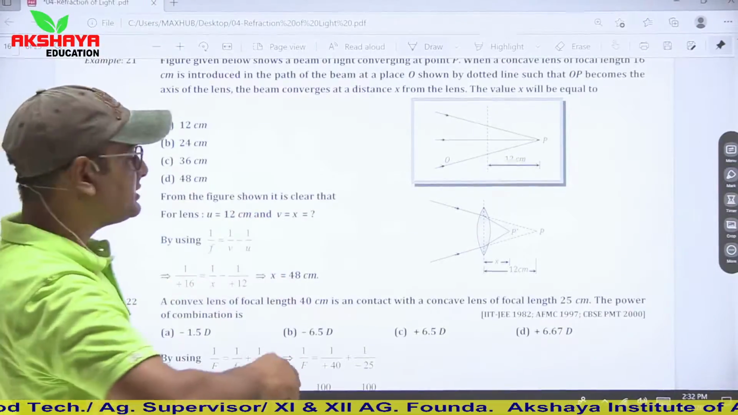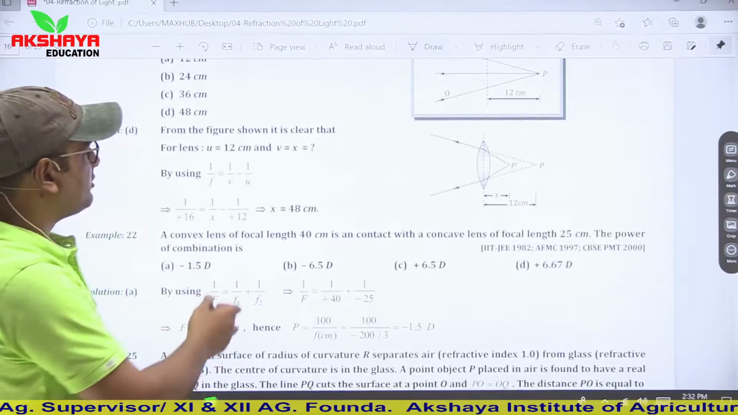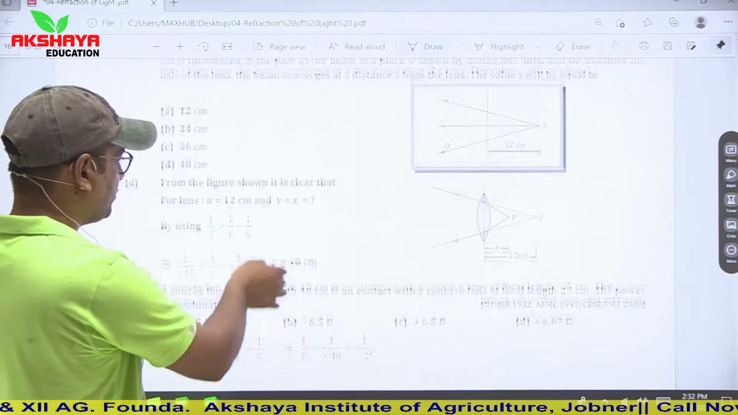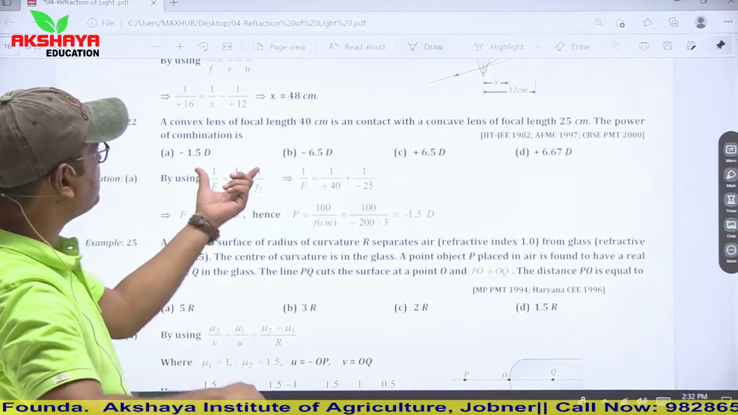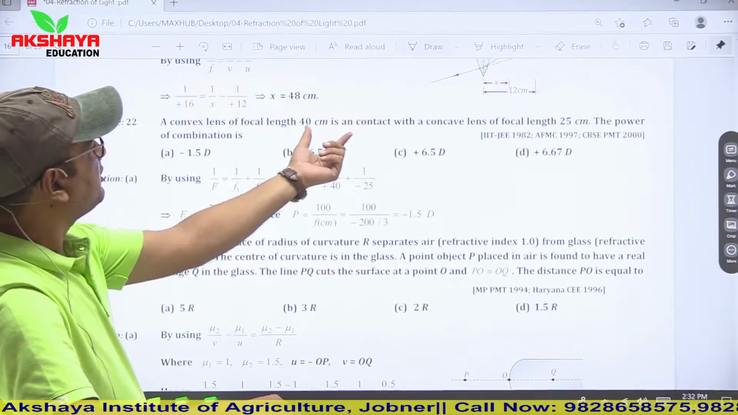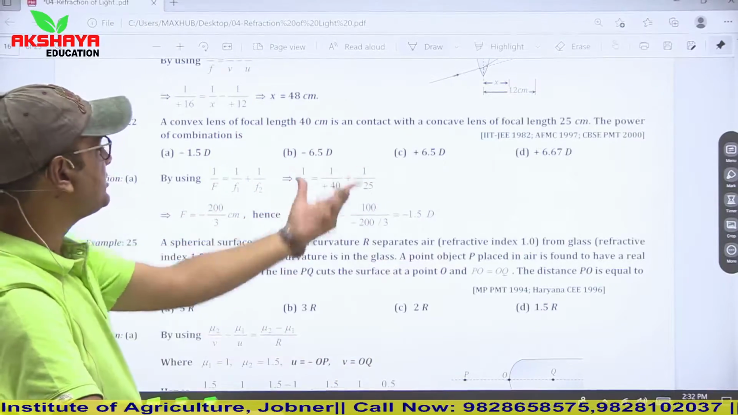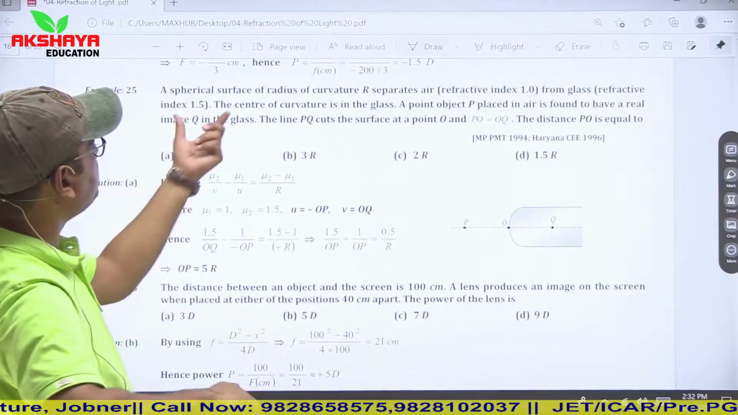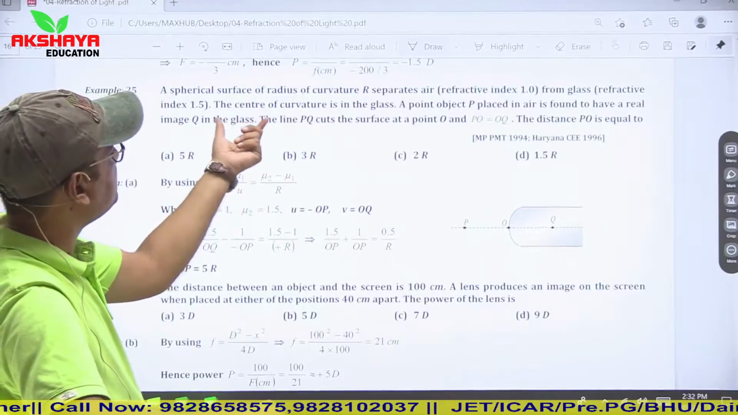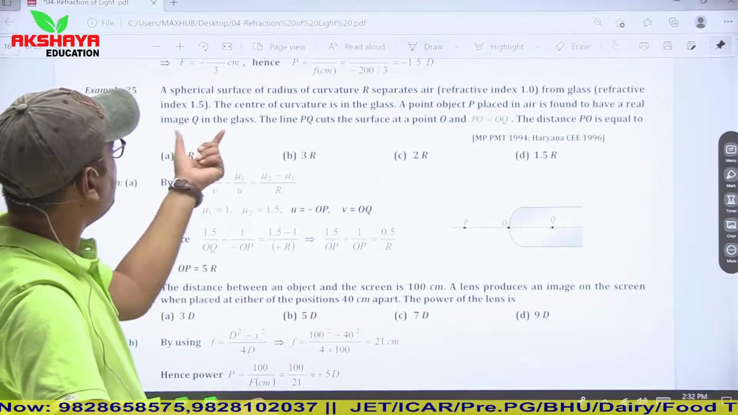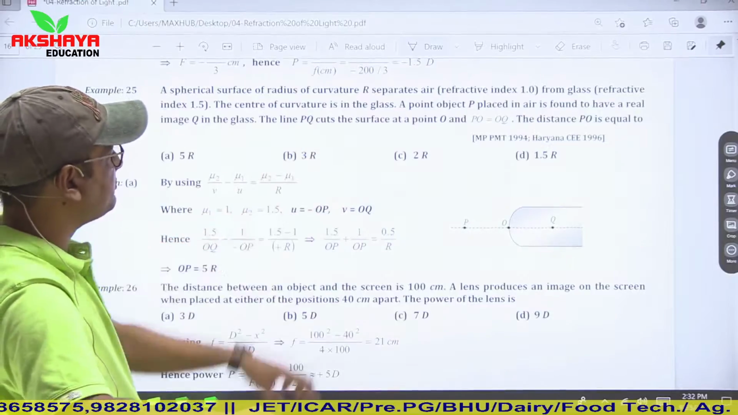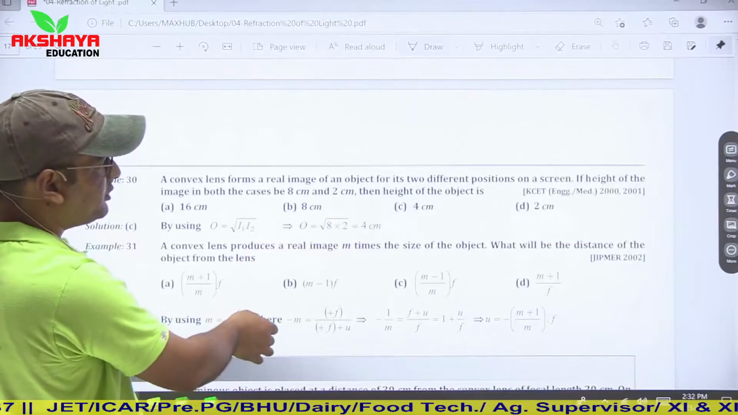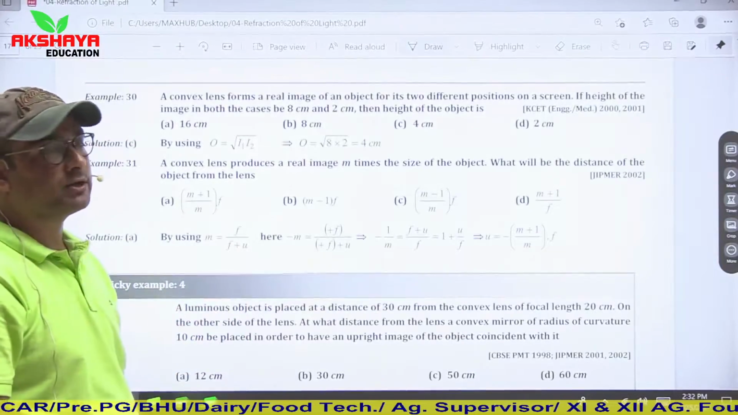So these are some patterns of questions. Students, practice these questions on your own by stopping the video, note down these questions and practice on your own. This question is very similar. Focal length of convex and concave lens is given. They are placed in contact and you have to find the focal length of the combination. In the next question, a spherical surface of radius of curvature for glass, center of curvature placed in air, and you have to find the distance PQ. So again, this is a very simple pattern of question. So students, practice these questions on your own. These are very simple patterns of questions.